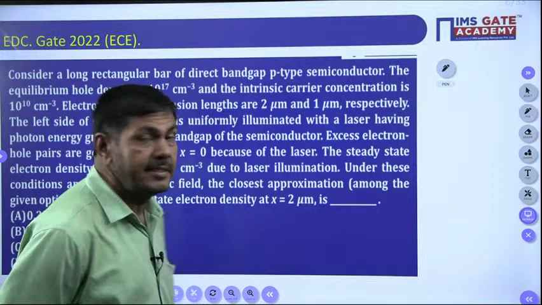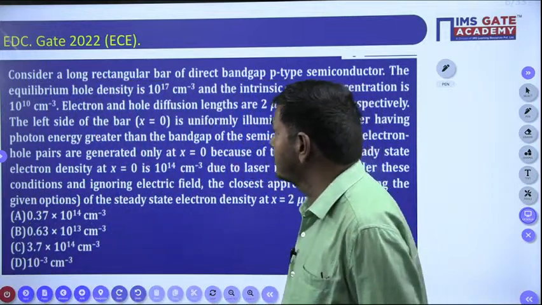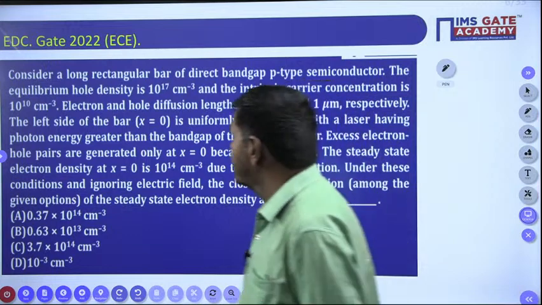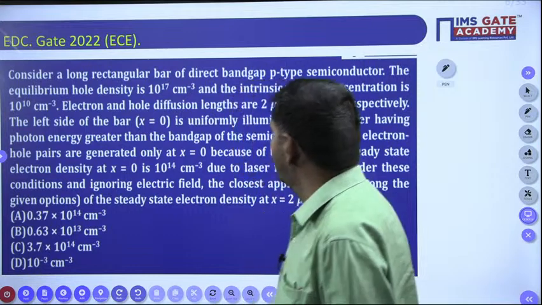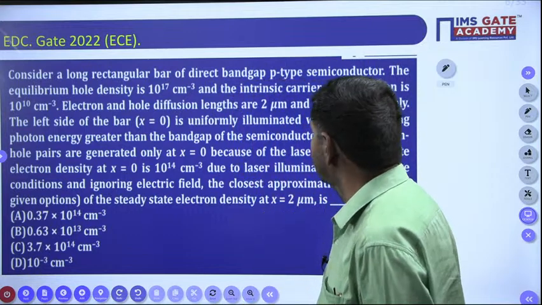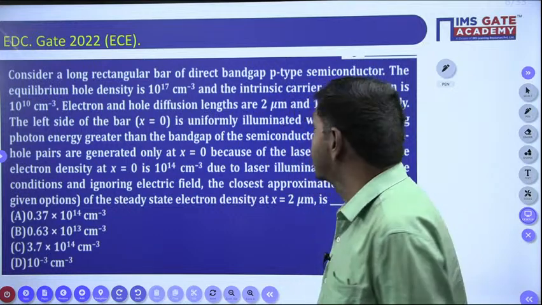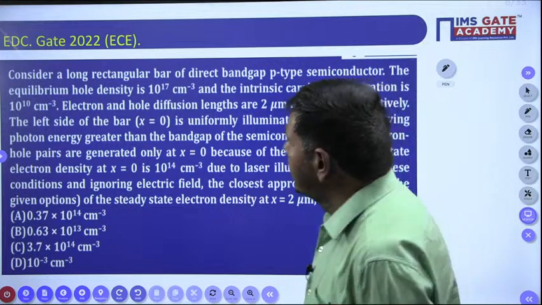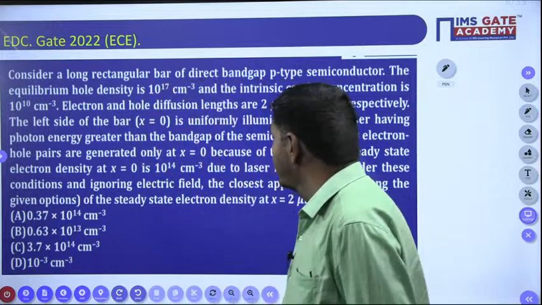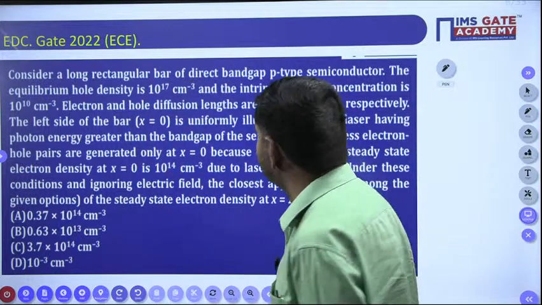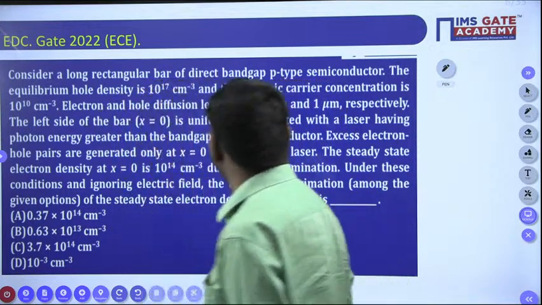This is one of the EDC questions, GATE 2022. What is given in this problem? Consider a long rectangular bar of direct band gap p-type semiconductor. The type of semiconductor, p-type, is given. The equilibrium hole density is 10 power 17 per cm cube. That means the hole density existing here is given.